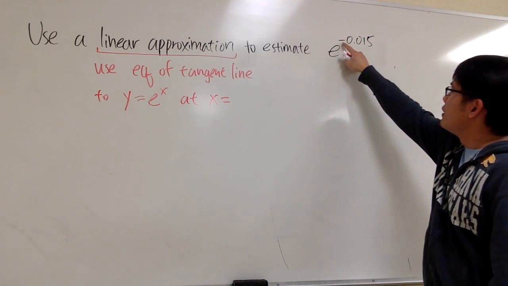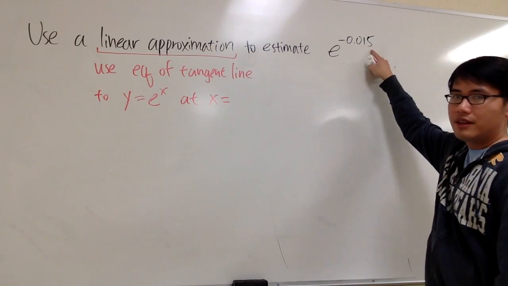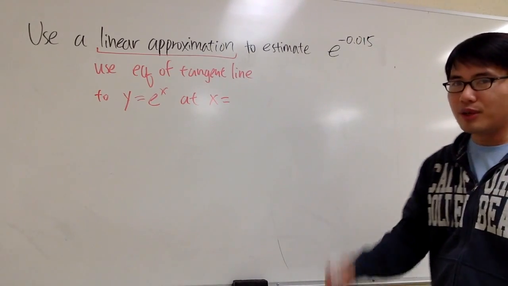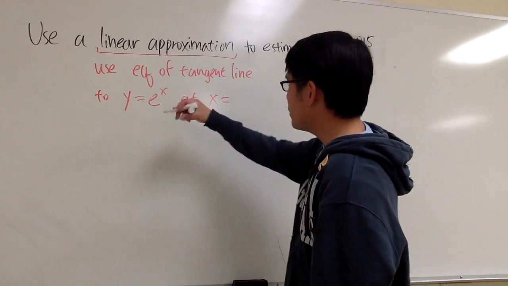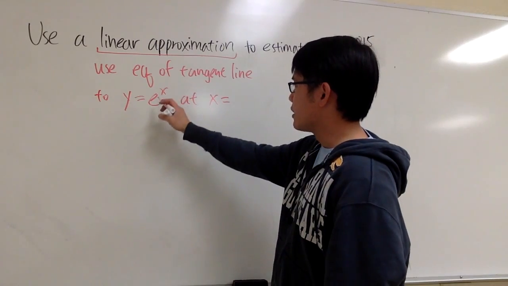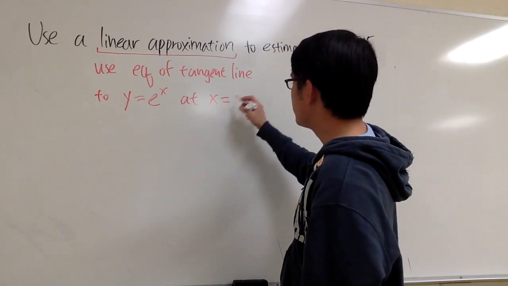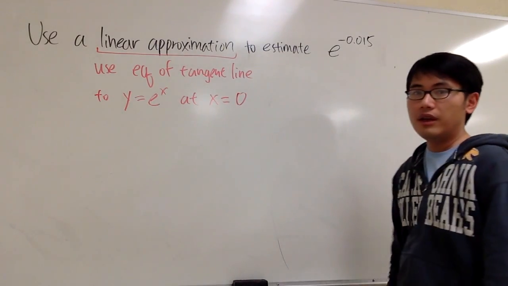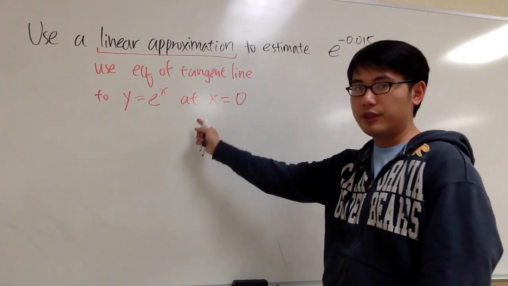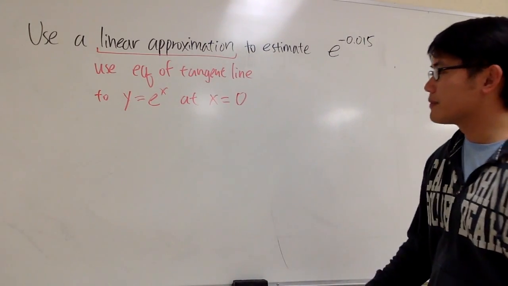This number right here, negative 0.015, is about equal to 0. It's really close to 0, right? So we can come up with the equation of a tangent line on the curve e to the x at the x value equal to 0. And let's get to work. We know how to do this, and that's pretty much the strategy.